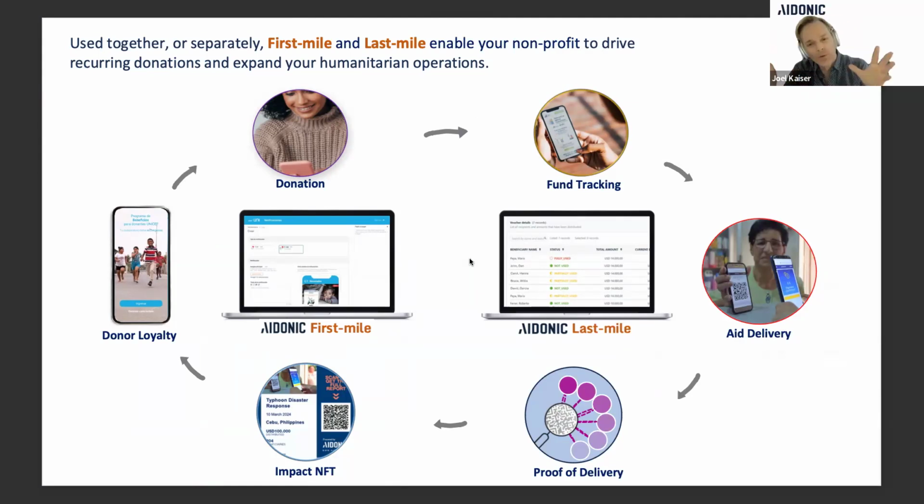Here you can see how it works together with the last mile. You have a donation, it turns into the tracking form, so the donor has a more intimate experience with their donation and fundraising. Then it's redeemed or delivered at the last mile to the recipient. That generates a proof of delivery, which is embedded into an NFT and which unlocks the loyalty for the donor to generate that virtuous circle of recurring donations. And this is really what we're about.